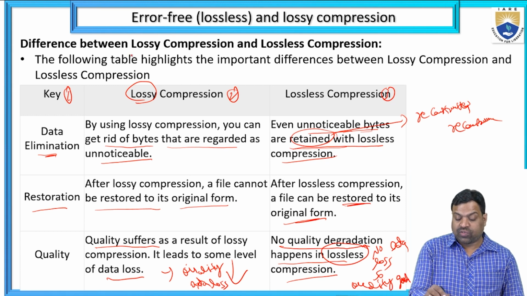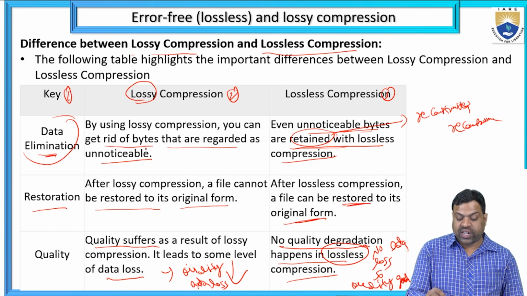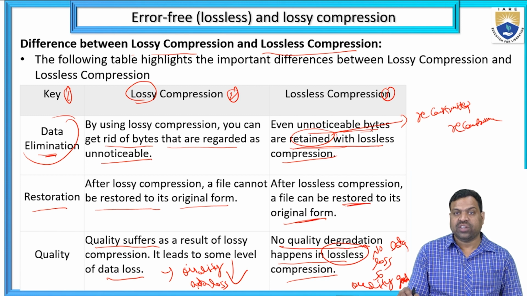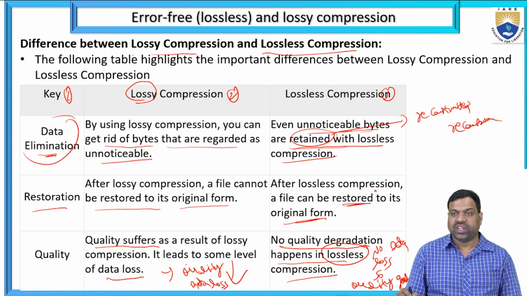So in the differences of lossy and lossless compression, first one is data elimination. In lossy compression, the data may be lost. In lossless, there is no data loss. Restoration means here the data is lost and there is no possibility of restoration. But in lossless, the restoration is possible from the original form.